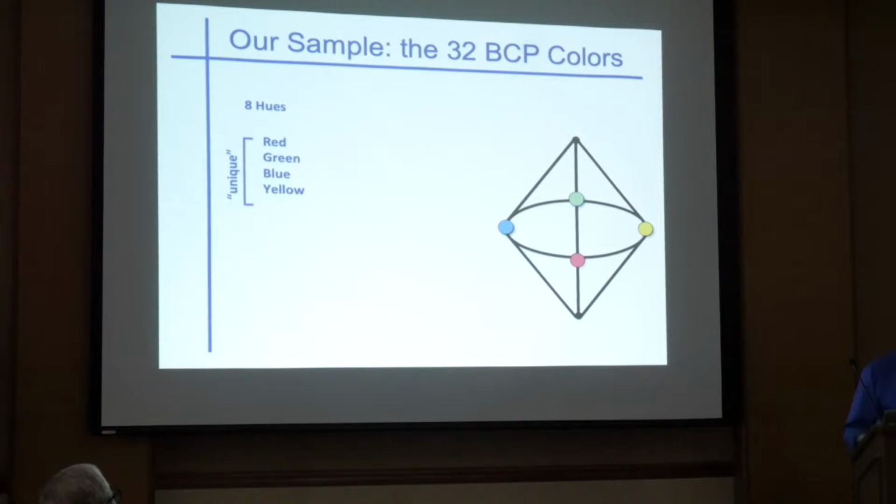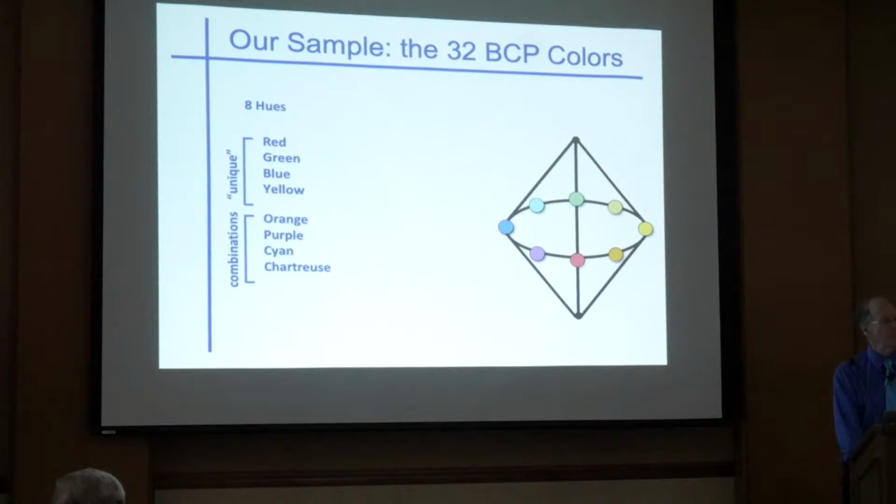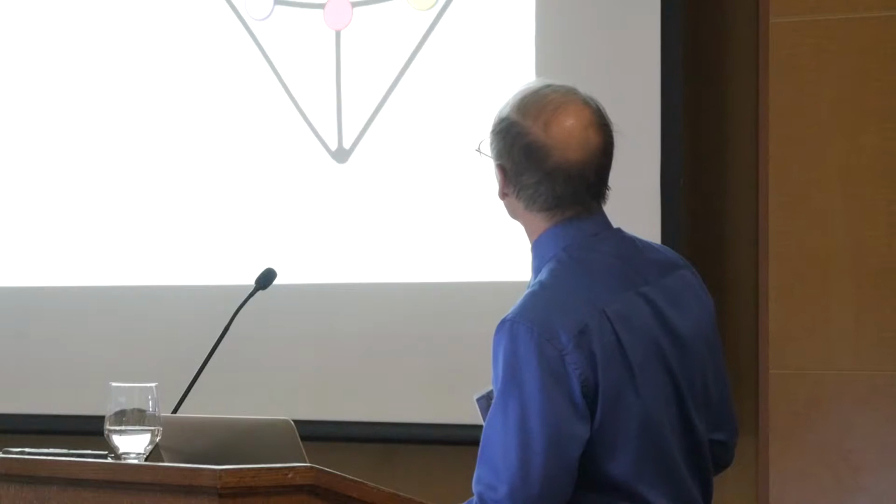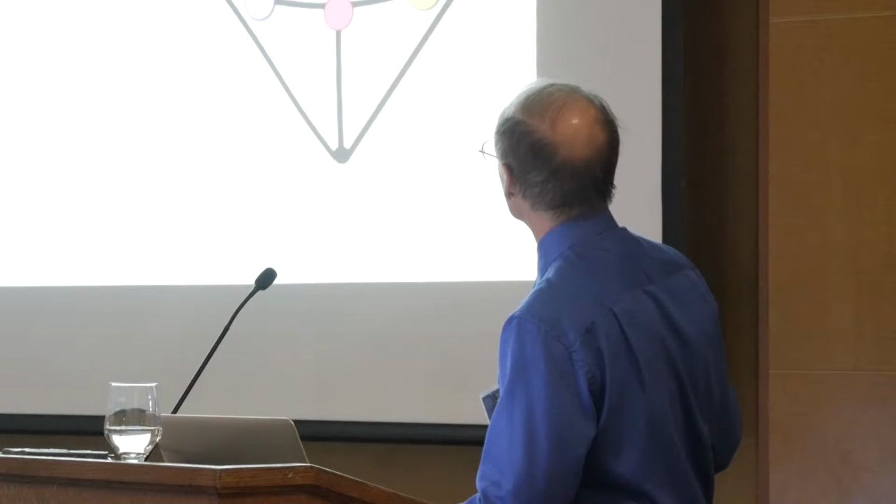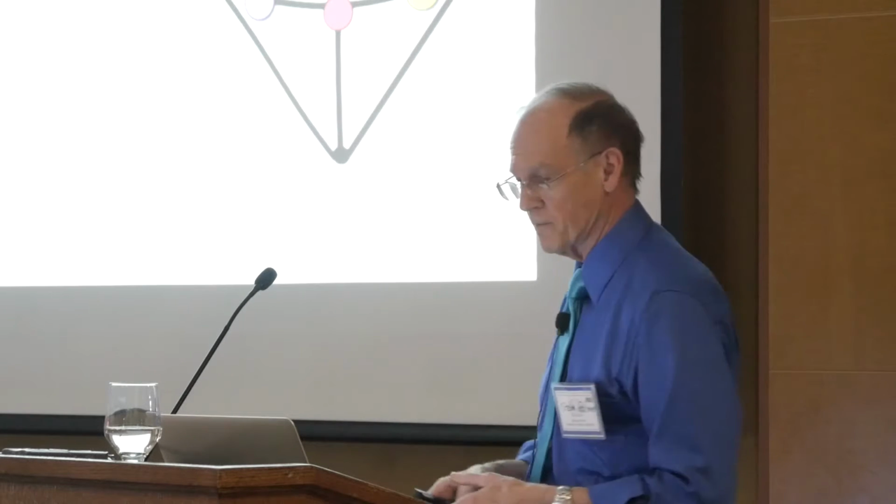These are the sort of pure colors, I'm not going to go into that. And another 8 hues that are sort of midway between those: orange, purple, cyan, and chartreuse. So this is chartreuse, a yellow-green, and cyan is a blue-green.